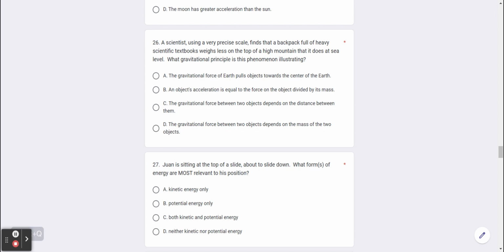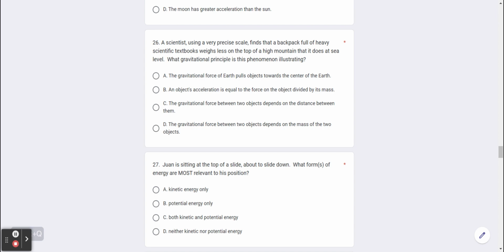A, the gravitational force on Earth pulls objects towards the center of the Earth. B, an object's acceleration is equal to the force on an object divided by its mass. C, the gravitational force between two objects depends on the distance between them. D, the gravitational force between two objects depends on the mass of the two objects.